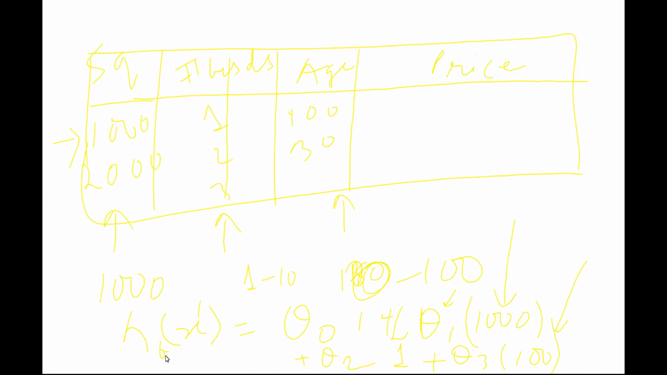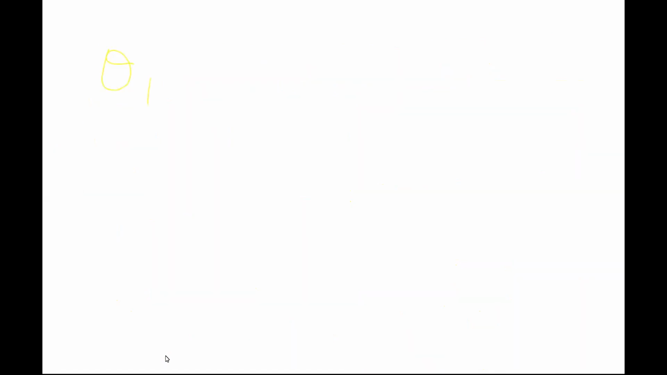We have theta 1 into the 1000 term, then theta 2 into 1, then theta 3 into 100. Now if all theta is 1, what will this value be? This will be 1000, then 1, then 100. If I keep all theta as 2, it will become 1000, then 2, then 200.